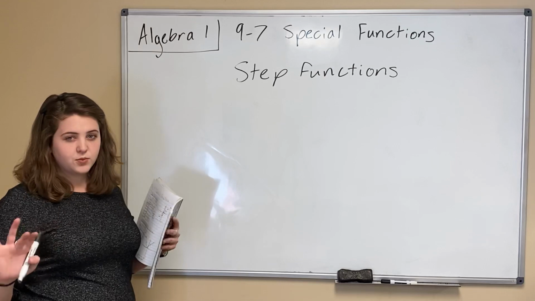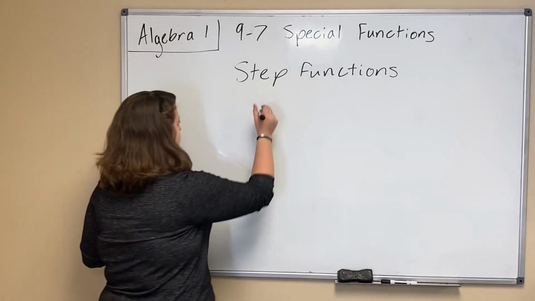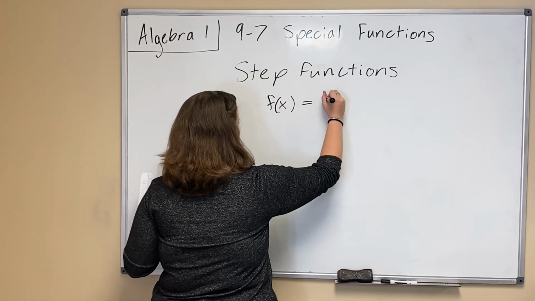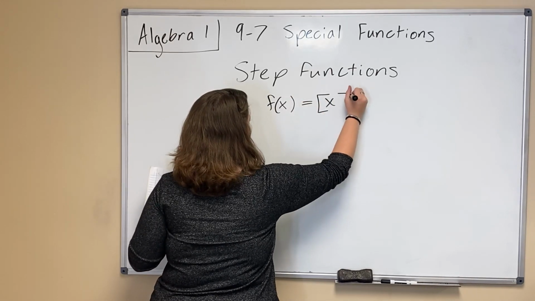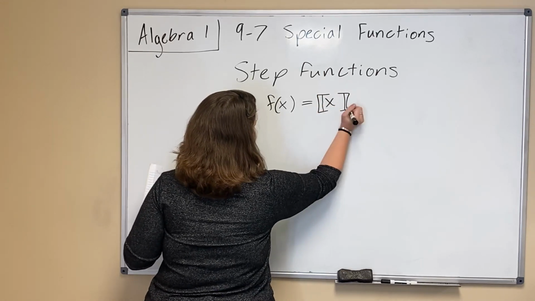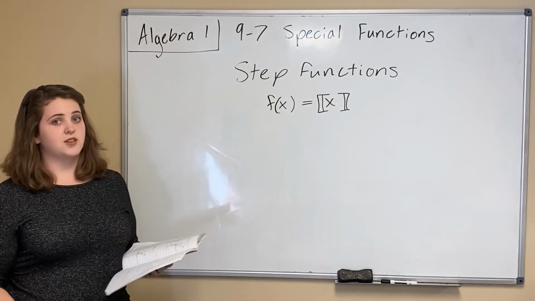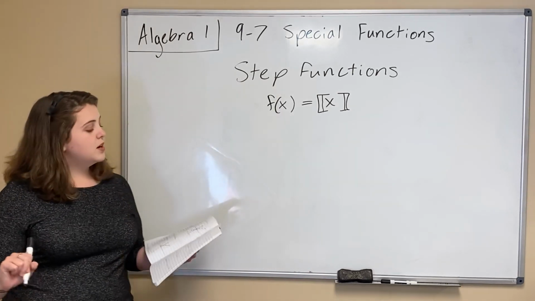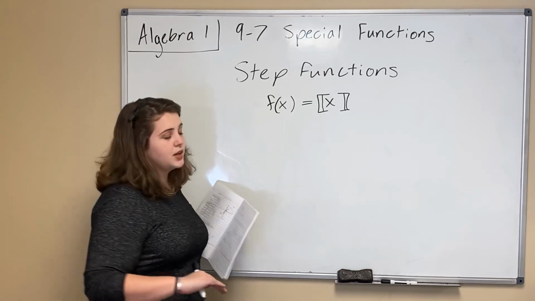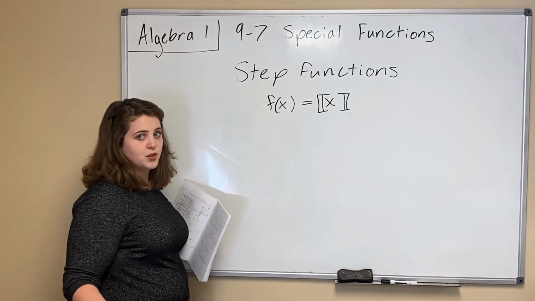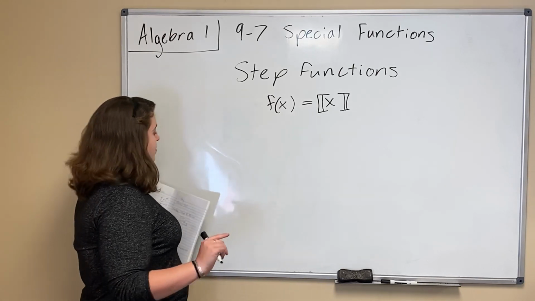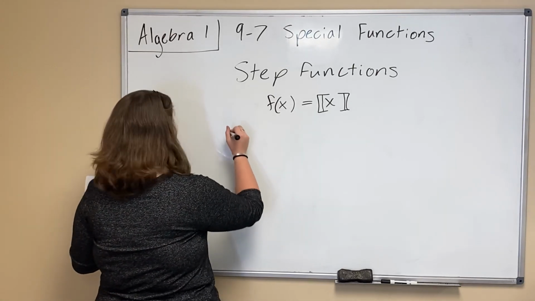Now, the notation we use when describing a step function looks like this. F of x, the function of x, equals the step function of x. It's a new symbol we haven't learned yet, but it looks like this. Basically what it means is that our y value can only ever equal whole numbers. No decimals, no fractions.